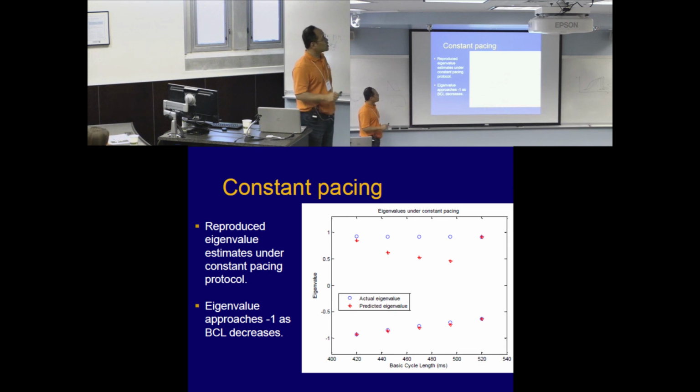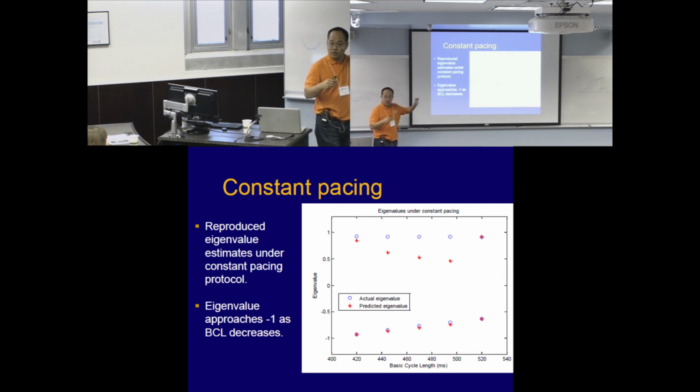So use the constant pacing. We collect the action potential time series data and estimate eigenvalues. You can see there is one eigenvalue that is approaching -1. The actual eigenvalue is the circle. The estimation is the star. It's a very good estimation. And the system has another eigenvalue which is close to +1. That is the accommodation, that is the memory. But constant pacing is not able to estimate this very well. Maybe the transient was difficult to capture.